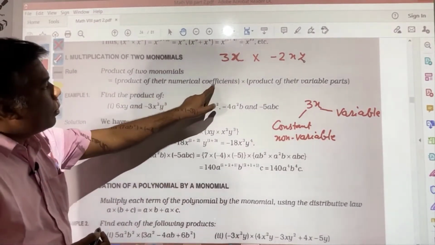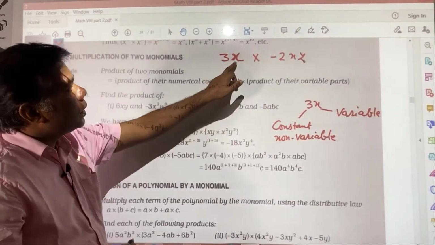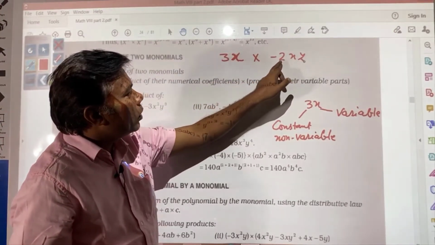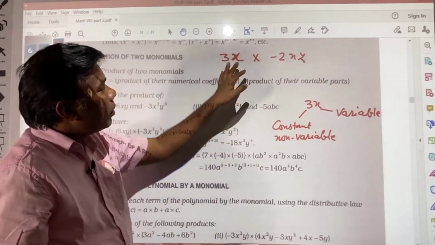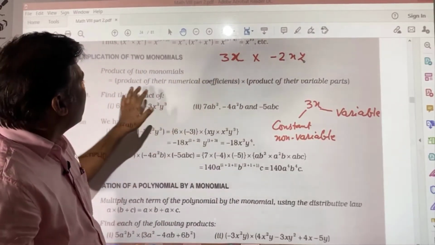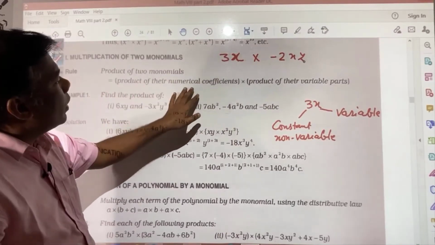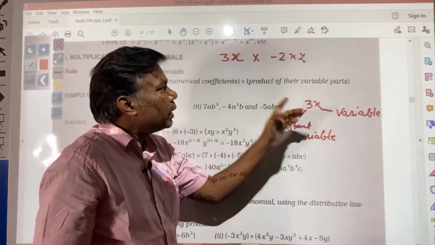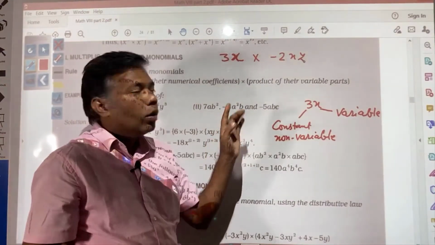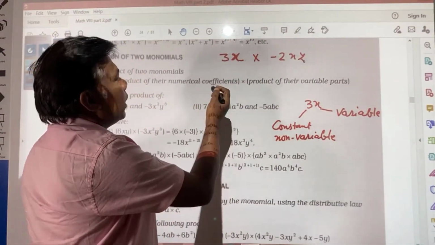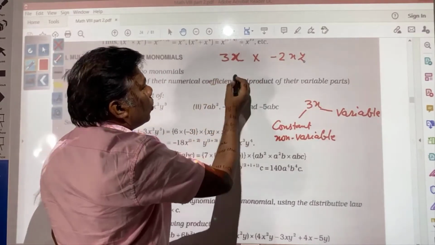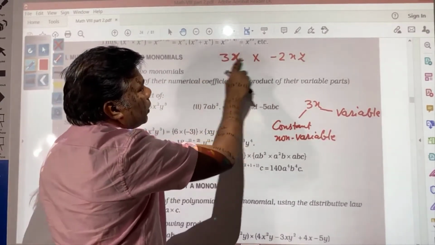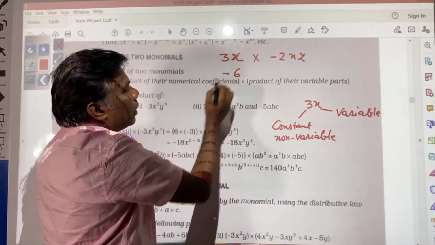Product of the numerical coefficients. Coefficient of x is 3, coefficient of xy here is minus 2. First you need to find the product of the numerical coefficients, or simply multiply the constant numbers first. 3 into 2 will be 6. Just now you have seen, if unlike signs are there, the sign will be negative.